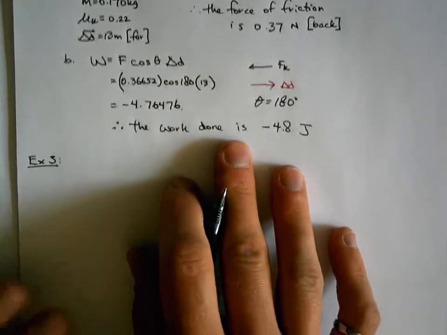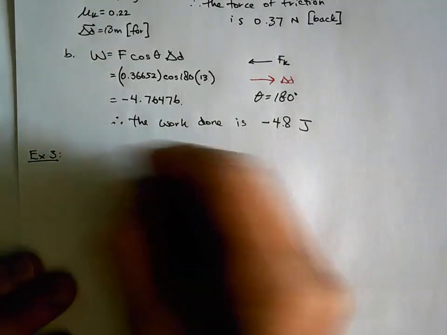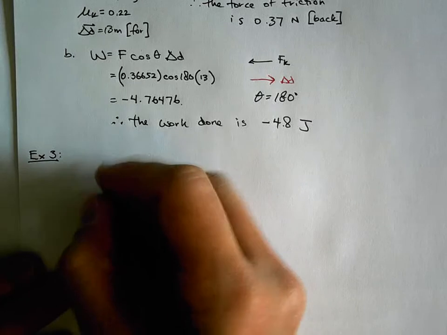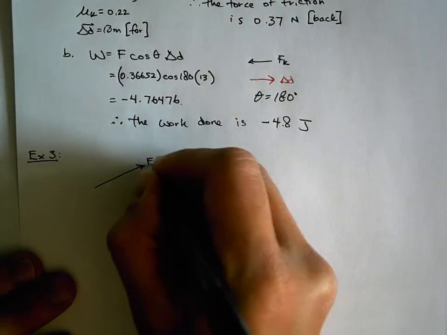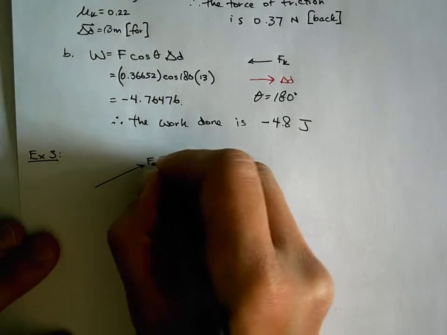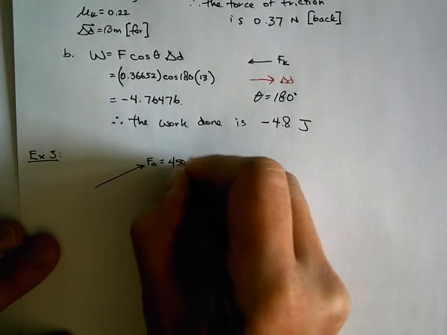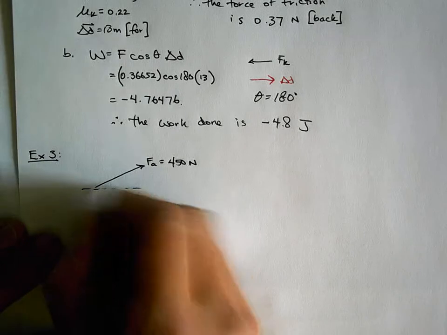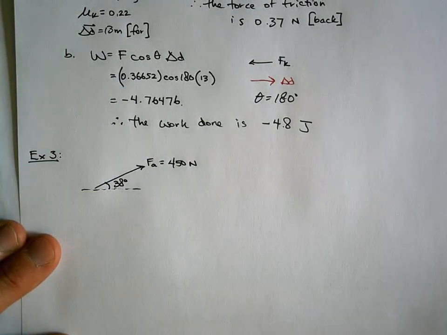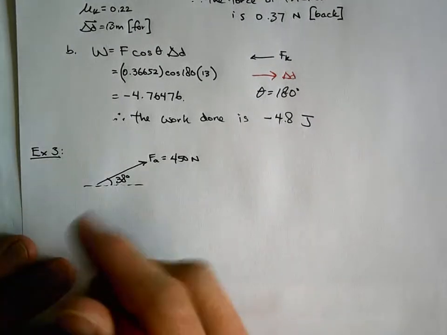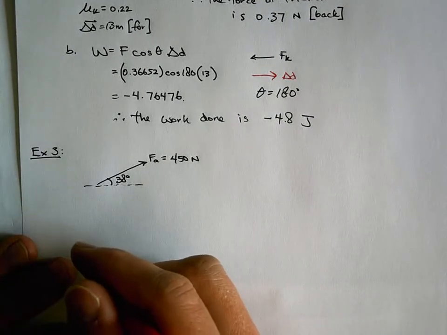I'll just kind of draw this over here. So you have one force, which is this force. This was what? The force applied. And that is 450 newtons. And that's at an angle of 38 degrees. If it helps, I think it's a good idea. The crate is being pulled forward.